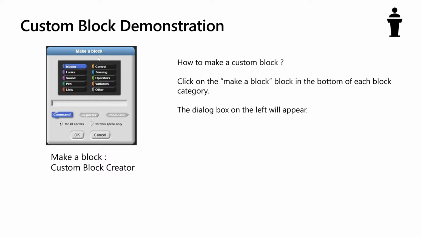So on my left side is a make a block dialog that is used to create a custom block. In order to get to this dialog box, you can click on the make a block button at the bottom of each block category. For example, you have motion, looks, or list, or anything like that. You can always go to the bottom whenever you click on one of these in Snap and find a make a block, and the dialog box on the left will appear after you click the make a block.